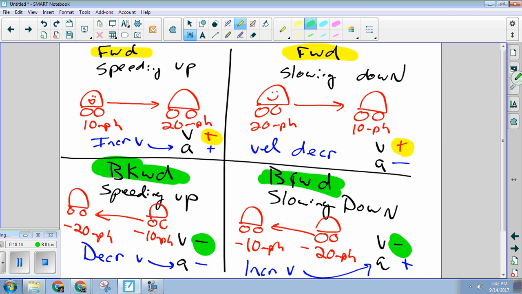So if you're moving forward and speeding up, I made up some numbers. Suppose my car is moving forward at 10 miles an hour, and then it speeds up to 20 miles an hour. Since it's moving forward, those velocities are positive, right? So my velocity is going from positive 10 to positive 20. Is that an increase or a decrease? It's an increase, right? So here, I've got increasing velocity, and therefore positive acceleration.